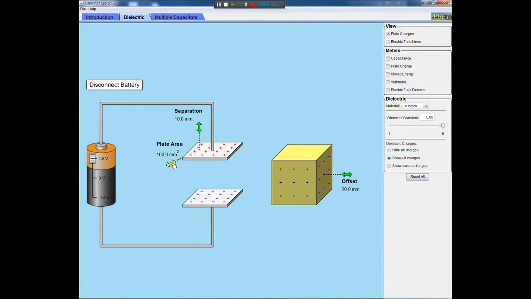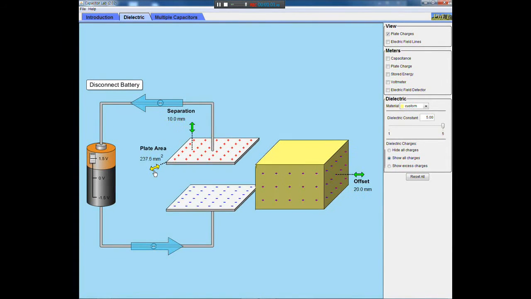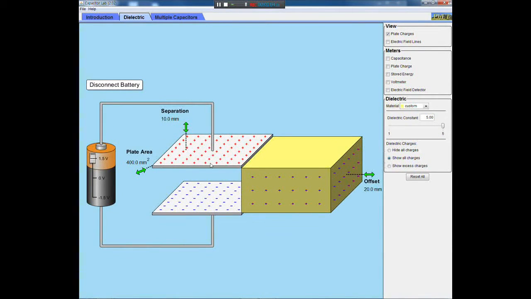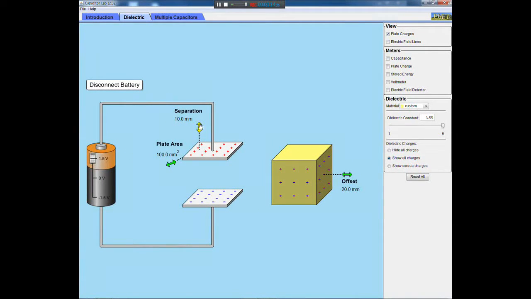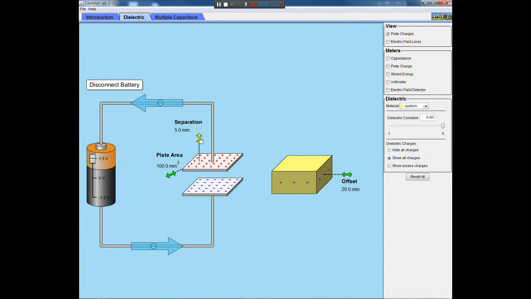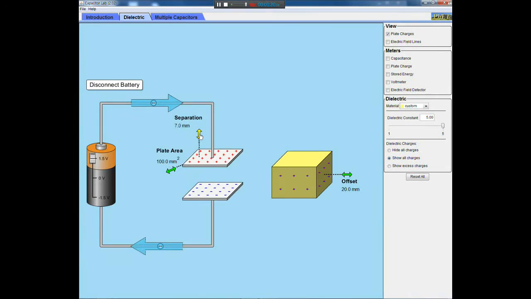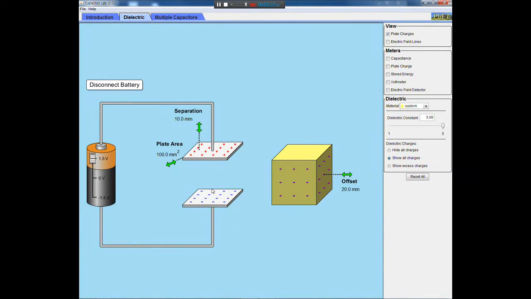The first method was increasing the area. You see that when you increase the area, the number of positive signs and negative signs are increasing, representing that the amount of charge is increasing. And then you can also reduce the distance between these two plates. So again, the number of charges is increasing. These were the two methods you could use to increase the capacitance.